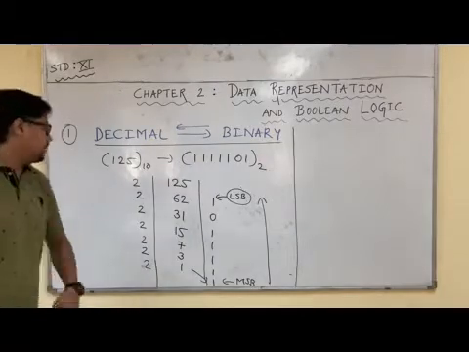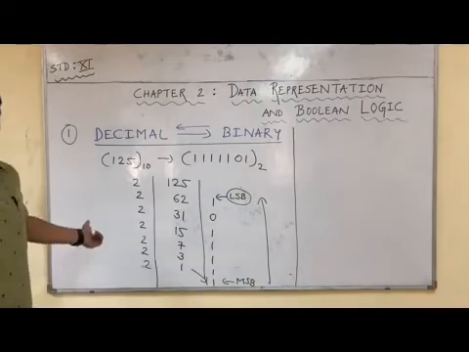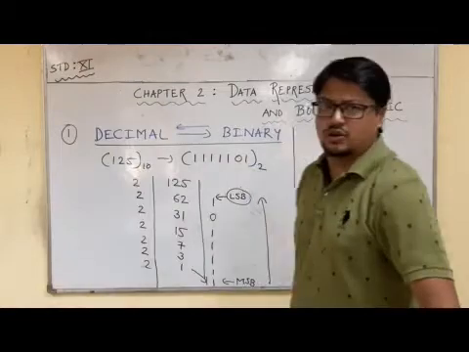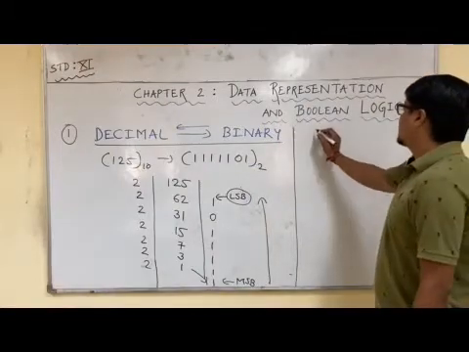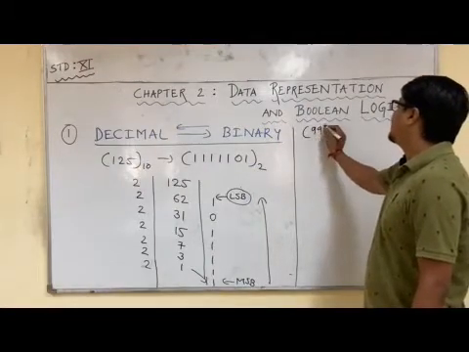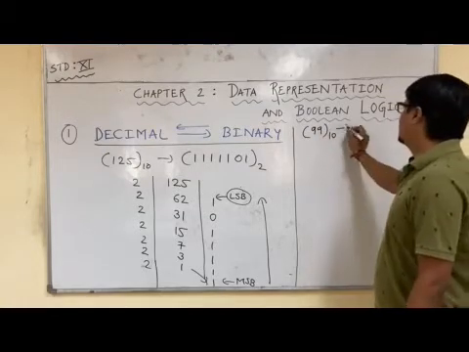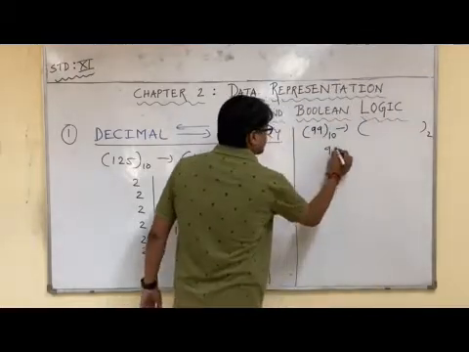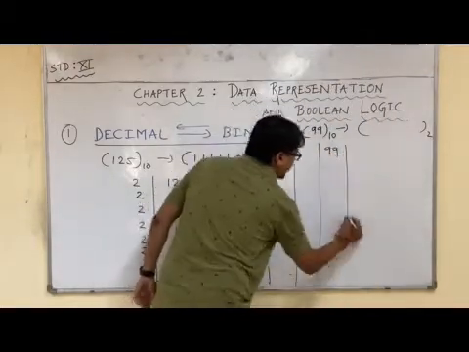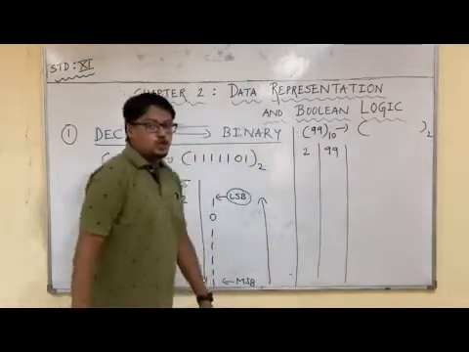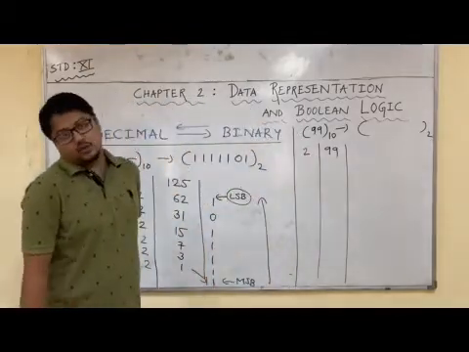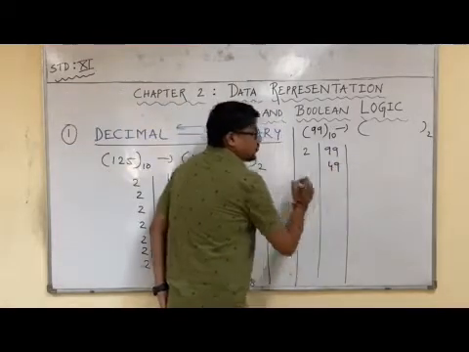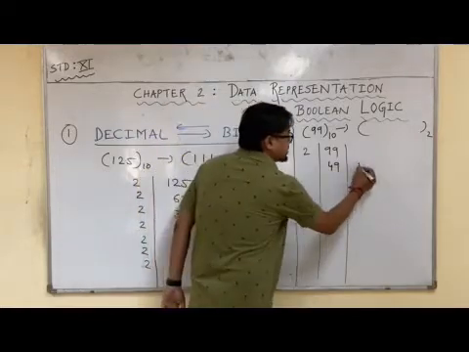Let us see one more example to make your understanding more concrete before we go to binary to decimal. Let me take a small number, to avoid bigger calculation. Suppose I want to convert 99, that is in decimal, into a binary number. Let us do the steps once more, this time a little speedily. Dividing 99 by 2, the answer is 49, because 49 into 2 is 98, remainder is 1.